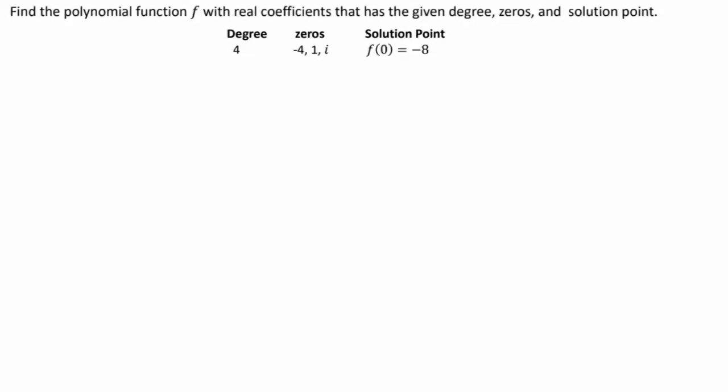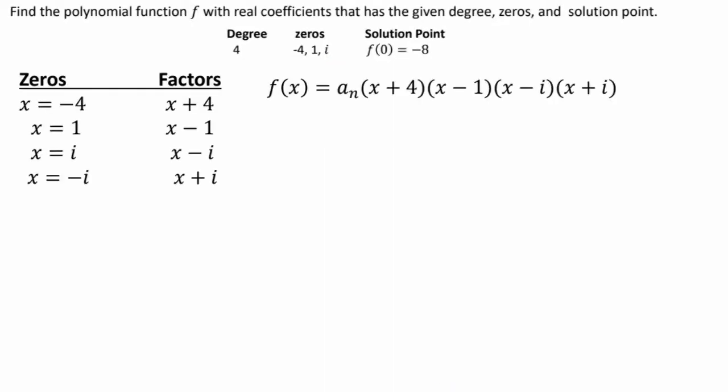So remember, if you have complex numbers, they come out in pairs, right? So here, since I have a complex number of i, its conjugate is also going to be a zero. So here we should have our fourth zero is going to be x equals negative i. So once you have your zeros here, then you want to get the factors. So to get the factors, we're going to put everything on the same side. So negative 4, if I bring it to the left side, I'm adding 4 on both sides.